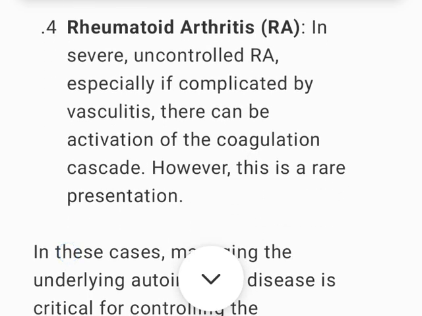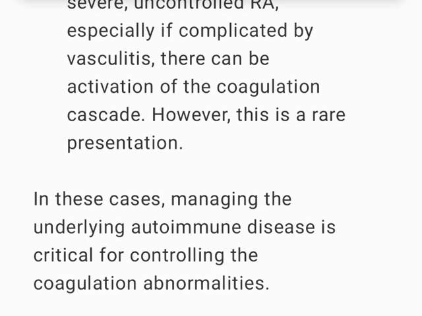4. Rheumatoid arthritis, RA. In severe, uncontrolled RA, especially if complicated by vasculitis, there can be activation of the coagulation cascade. However, this is a rare presentation. In these cases, managing the underlying autoimmune disease is critical for controlling the coagulation abnormalities.